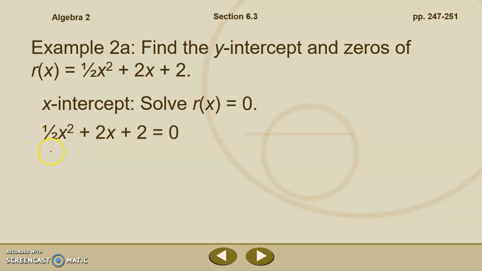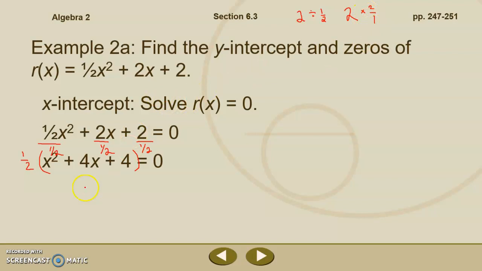All of this can be factored out. So remember, factoring is just dividing. So I'm going to take each of these and divide them by 1/2 and factor out that 1/2. When I do that, I get 1/2 factored out, and what I'm left with is x squared plus 4x plus 4. Remember, if you're confused how 2 divided by 1/2 is 4, come up here and do a little side work here. 2 divided by 1/2 is the same thing as multiplying by the reciprocal, 2 times 2 over 1. And 2 times 2 is equal to 4. So that's how we got that 4x and that 4.